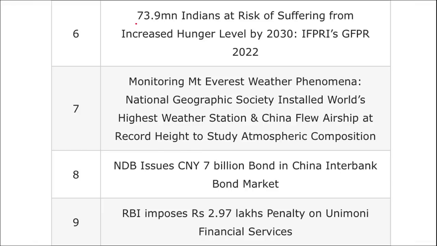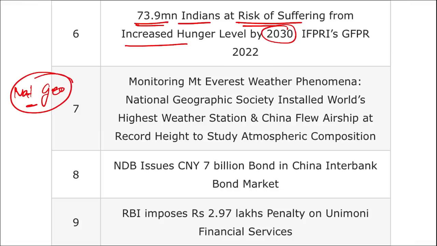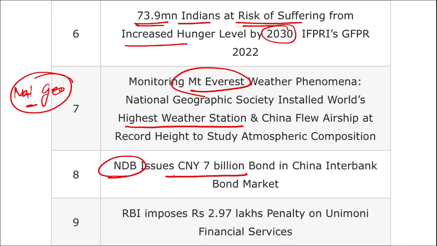Next, we are talking about around 74 million Indians are at the risk of suffering from increased hunger levels by the year 2030. Recently, Nat Geo, that is your National Geographic, have established the world's highest weather monitoring station at Mount Everest. Then remember, New Development Bank has issued a bond of 7 billion Chinese yuan, that is the highest Panda Bond in the market. Then RBI has imposed a 2.97 lakh penalty on the Unimoni Financial Services.